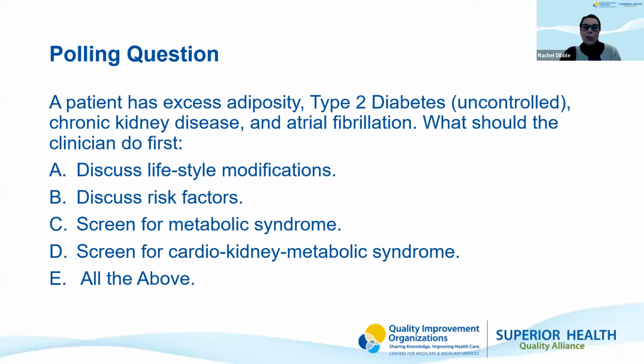So we're going to start with a polling question to get a baseline knowledge, and then we'll do the same question at the end. A patient has excess adiposity, type 2 diabetes, uncontrolled, chronic kidney disease, and atrial fibrillation. What should the clinician do first? You guys are good. I will give you the answer at the end. Look at that, 50-50. Okay, very good.